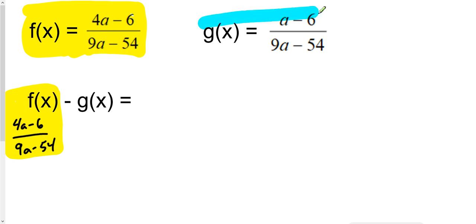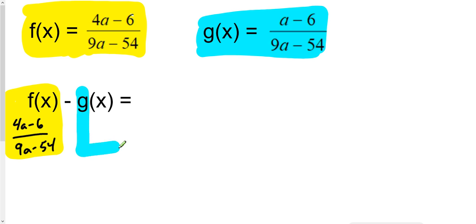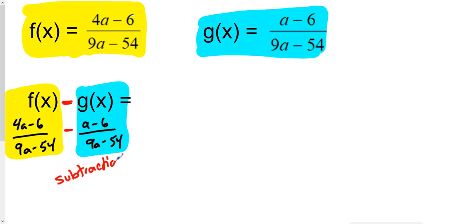My g of x is a minus 6 divided by 9a minus 54. And again, that's going to substitute in here for my g function. So a minus 6 divided by 9a minus 54. Now in red, I'm going to highlight that these two rational expressions are being subtracted. So we have subtraction.